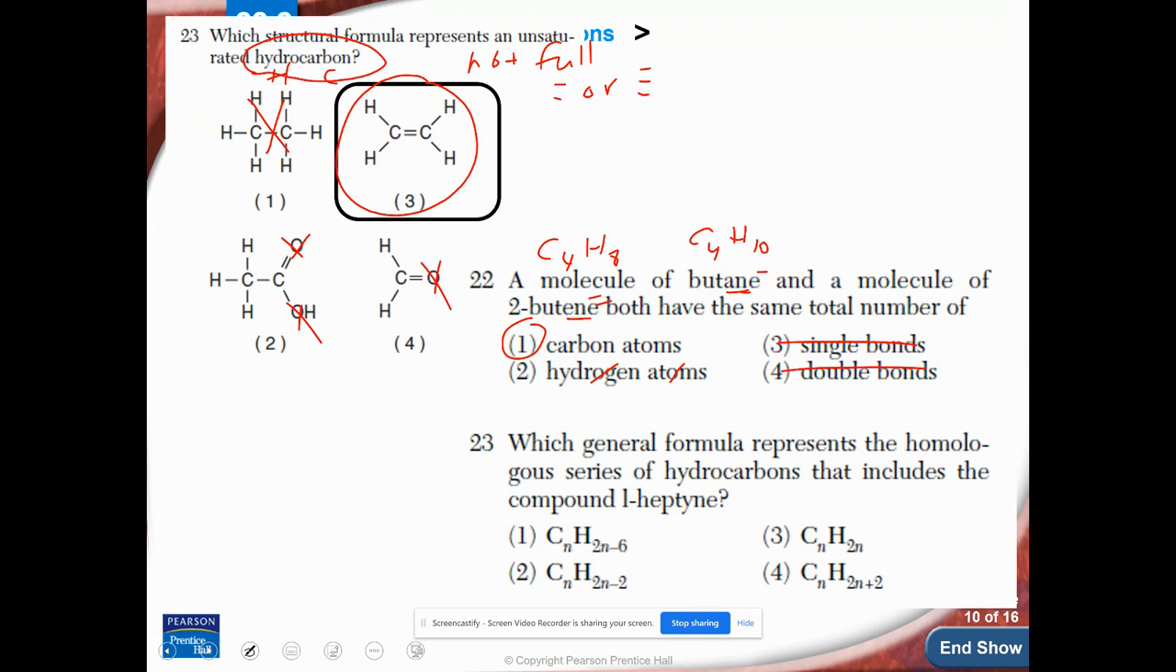So now, which general formula represents the homologous series? Notice that is the title of table Q. So why would I not use table Q if this in my question is part of the title? So I have 1-heptyne, YNE, so that matches the alkynes. Now I'm figuring out which one on table Q is a general formula that ends in YNE. That's going to be the 2N minus 2.